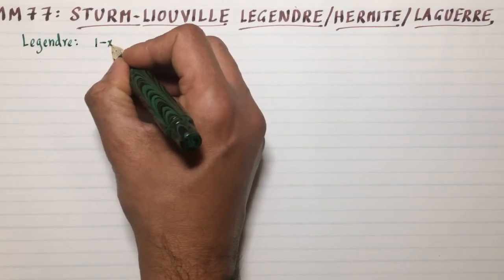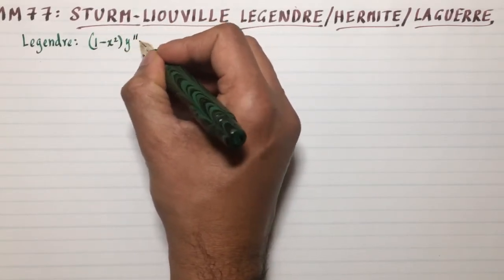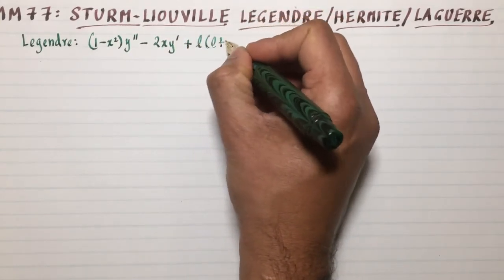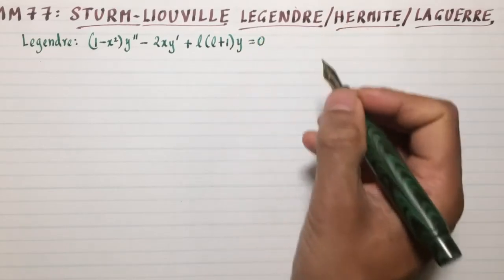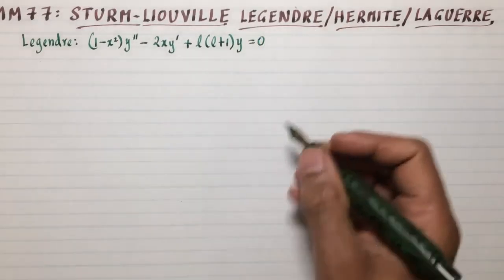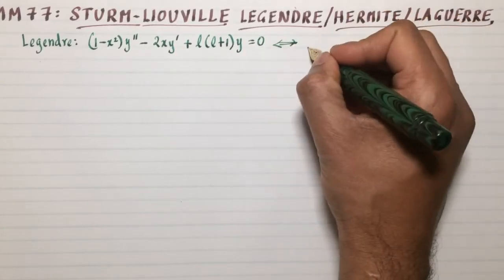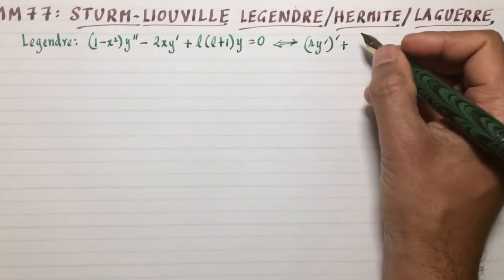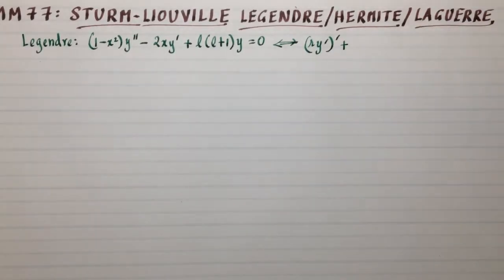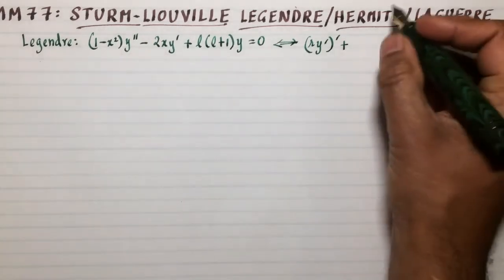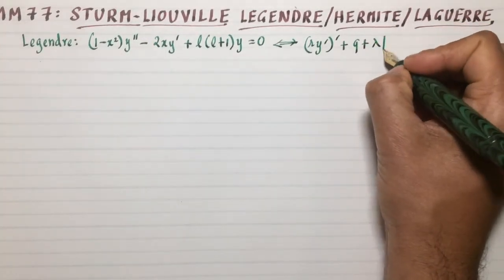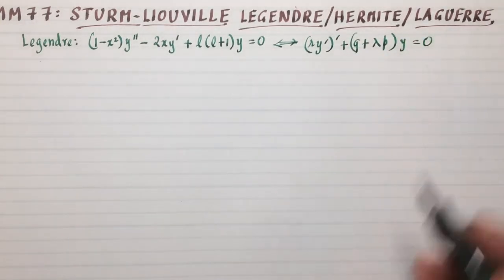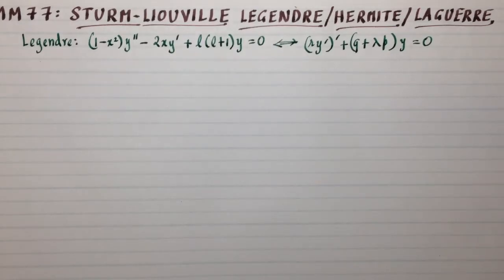which is (1 minus x squared) y double prime minus 2x y prime plus L times (L plus 1) y equals 0, whose solutions are the Legendre polynomials, has to be cast in the general Sturm-Liouville form, which is (r y prime) prime plus (q plus lambda p) y equal to 0. The moment we do that, the full technology of the Sturm-Liouville theory is available to us.